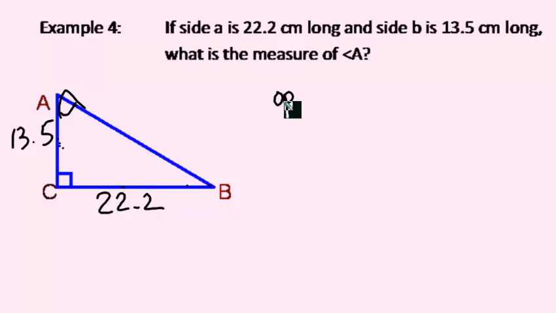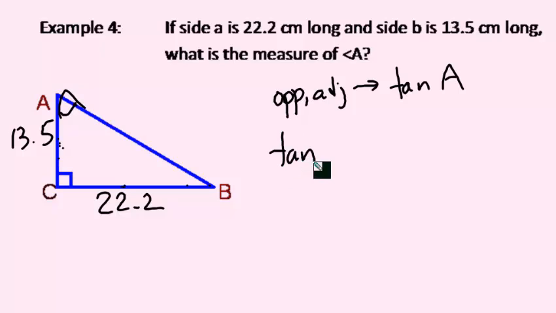If we know the opposite and we know the adjacent, we can write an equation involving tangent of angle A, because we know A is opposite and adjacent. Specifically, we can say the tangent of A, I'm going to have to call it A because I don't know the measure, is 22.2, that's the opposite, over 13.5, that's the adjacent.